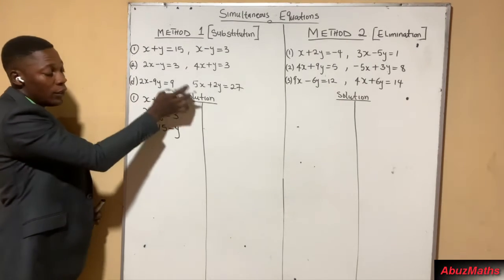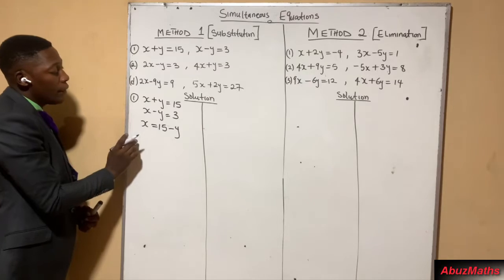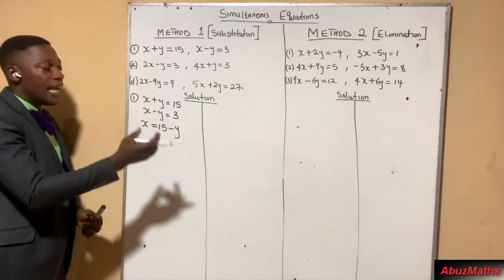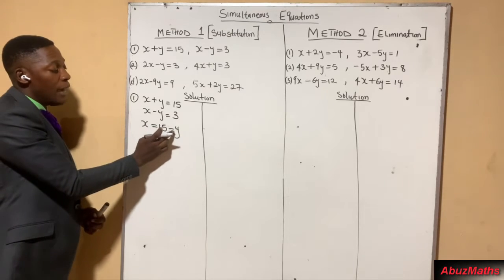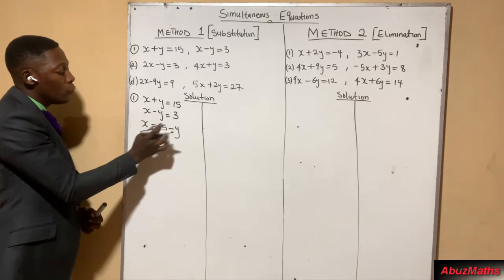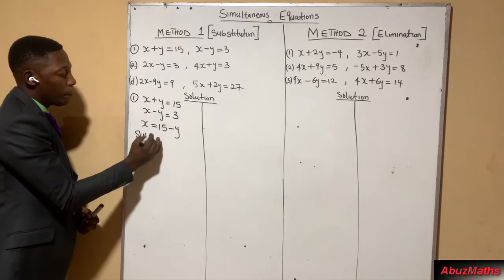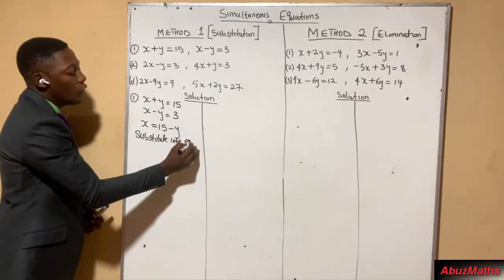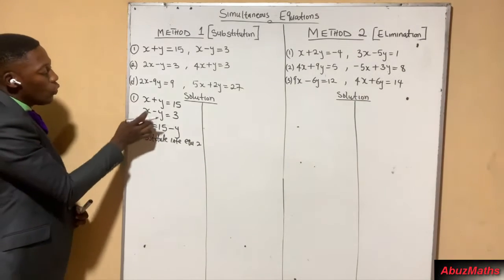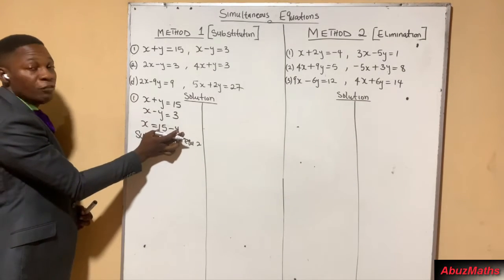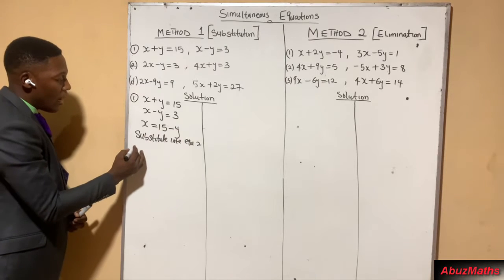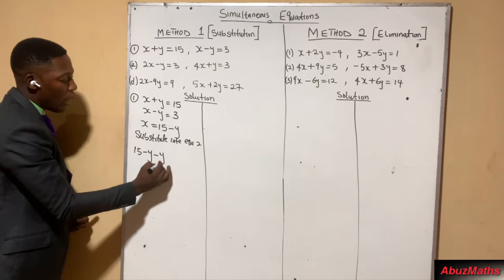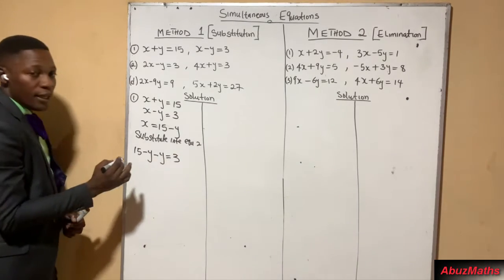If I take plus y to the other side, it becomes minus y. So now x is equal to 15 minus y. That means anywhere I see x, I can replace it with 15 minus y. Now if I substitute this into equation 2, so this x, I will change it to 15 minus y. So I will have 15 minus y minus y is equal to 3. Don't be confused.